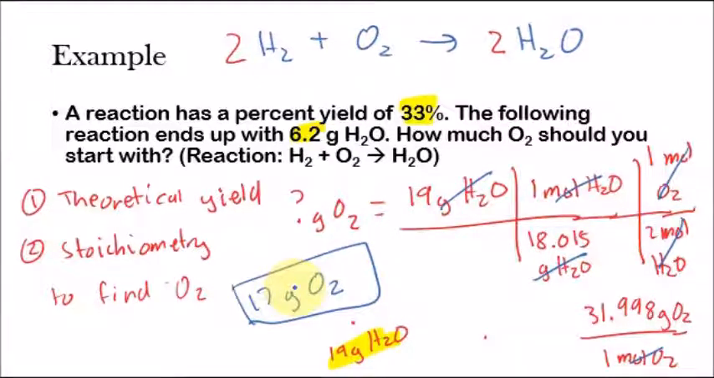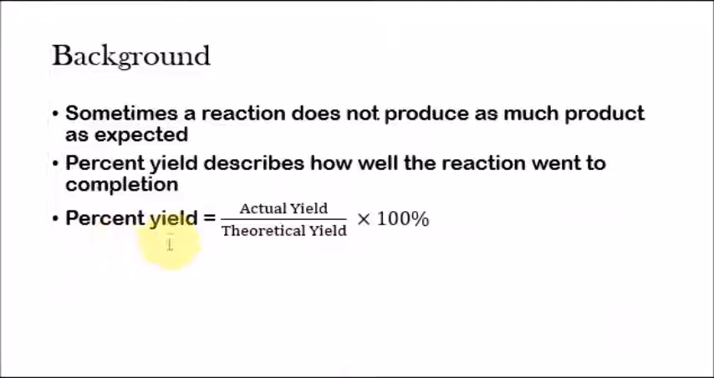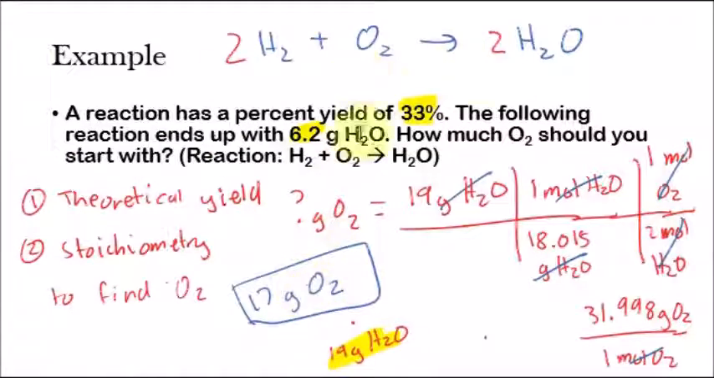If you wanted to see if this answer was correct, you can kind of work backwards here. So we know that 17 grams of O2 must react. This right here is how much you should start off with. So you can use the percent yield equation in order to calculate the actual yield of the reaction, right? So you can take 17 grams of O2, we have the percent yield, and then use that to work forwards and see if you're going to end up with 6.2 grams of H2O.